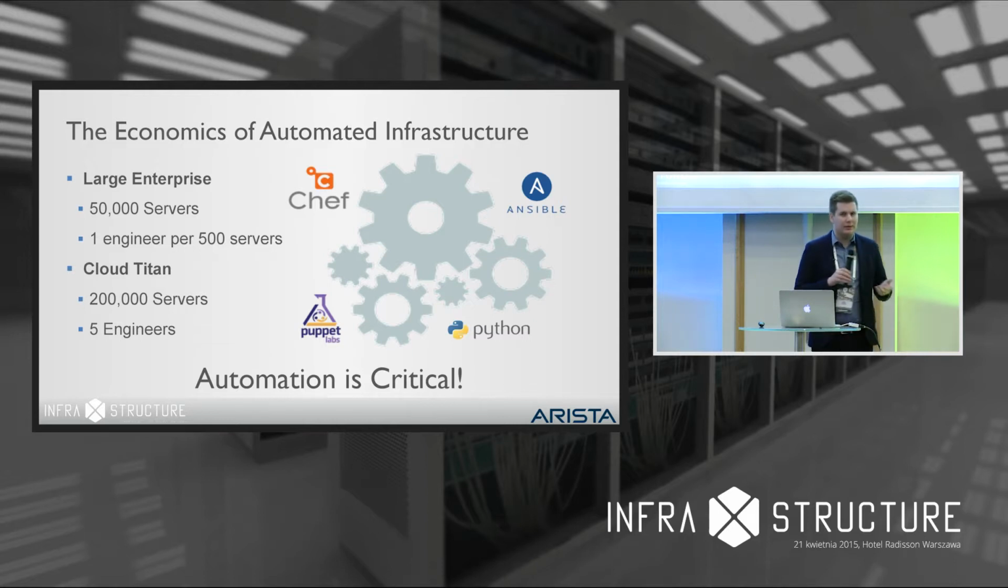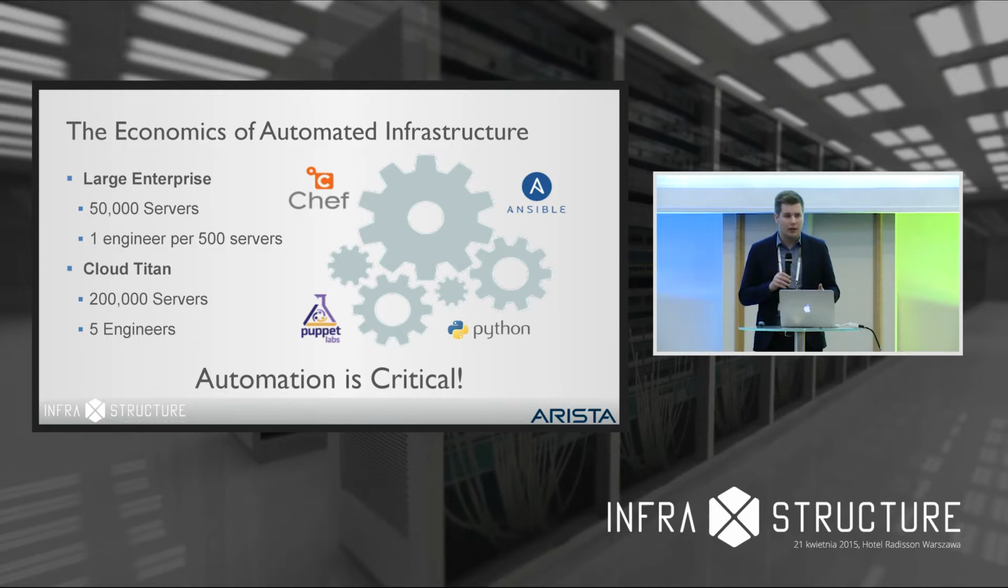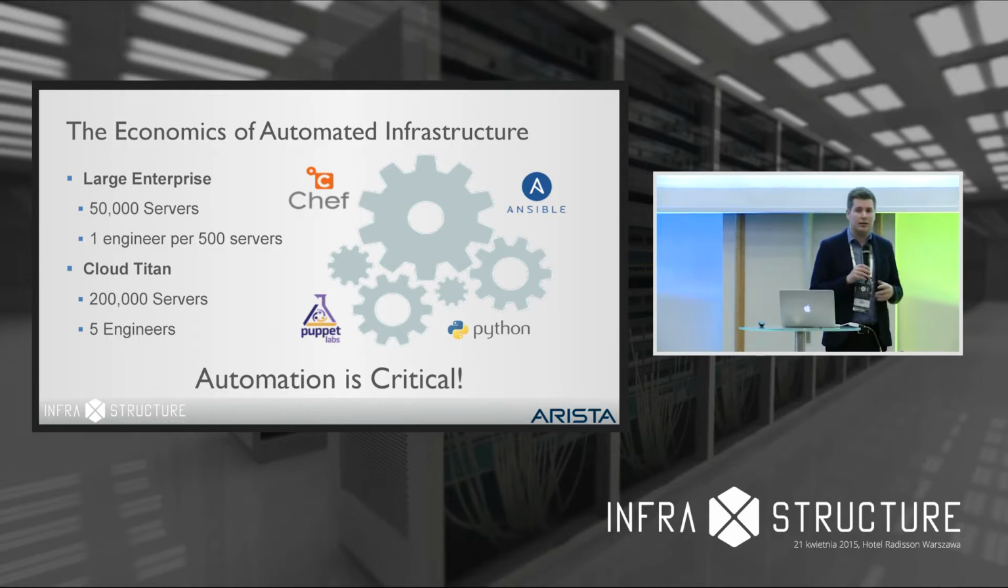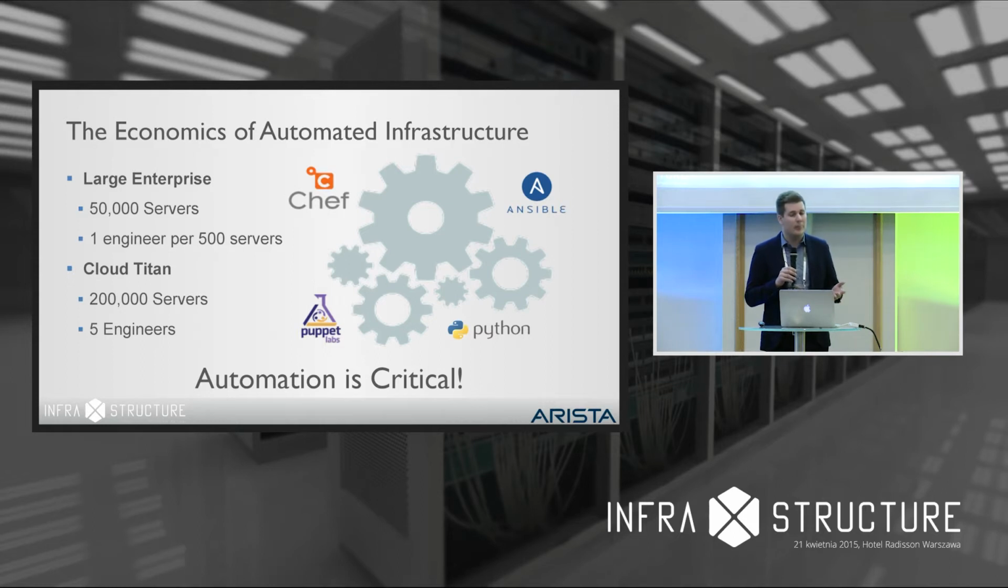So what does that really give us? This is really the economic benefit of automation. We heard earlier about how the large cloud providers are driving this demand because it just needs to be able to function at that scale, right? We have a large enterprise customer who at least was using one engineer per every 500 servers that they manage. But when you get to the level of the cloud titans, where you're looking at, let's say, 200,000 servers, they have 5 engineers managing those servers.